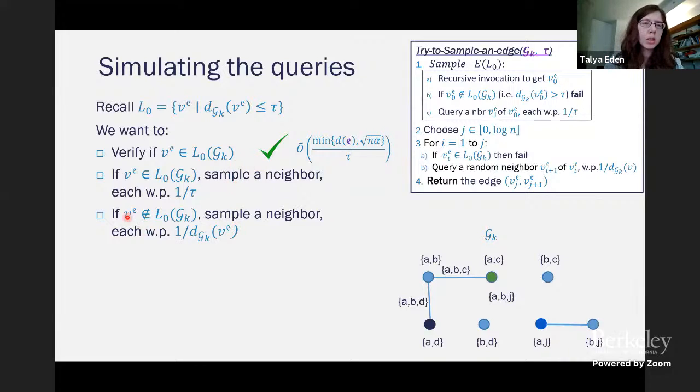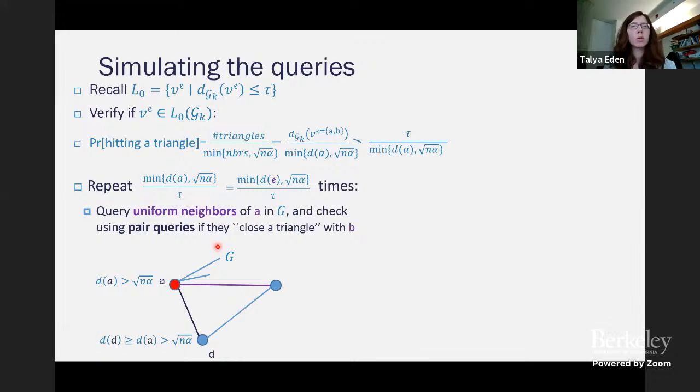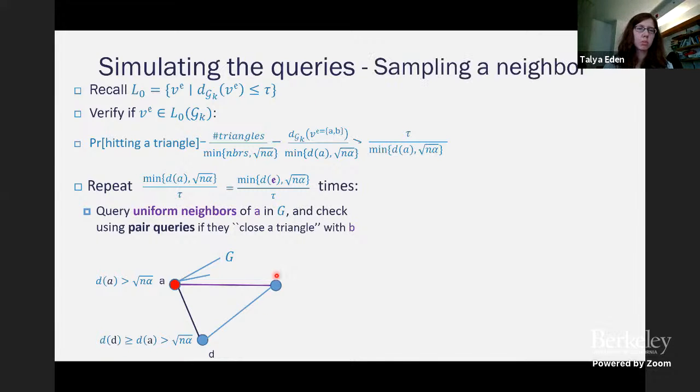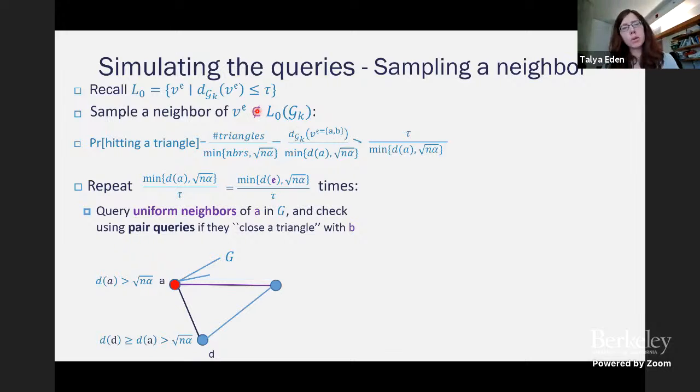So we have two more queries. If a vertex does belong to L0, we want to sample one of its neighbors with probability 1 over tau. And if it does not, we want to be able to sample uniformly over its neighbors. Okay, so let me start with the second task. So this is what we had before. Now it will be very similar, but now we want to sample a neighbor, and we first assume that this node that we're looking at does not belong to L0, okay? So we know that this inequality holds, right? We know that it does not belong to L0. Its number of triangles is greater than tau.